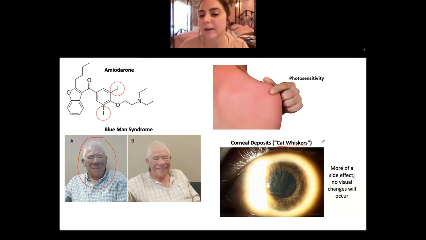This doesn't actually affect vision. It's really important to know with amiodarone that a lot of these effects are not actually hurting the organ, except the lungs. With the eyes, it's not hurting them. It's just something you would note on physical exam, like these cat whiskers. It's not like the patient is going to come in with vision changes.